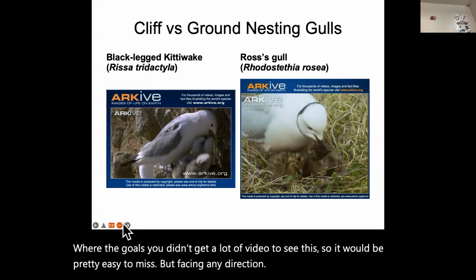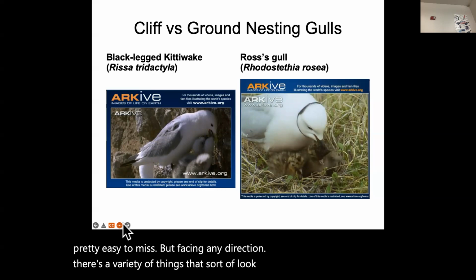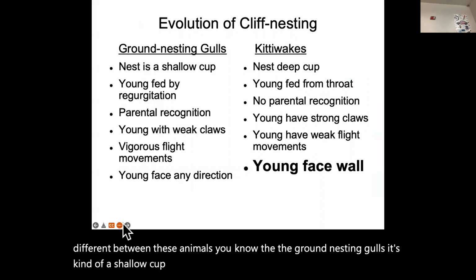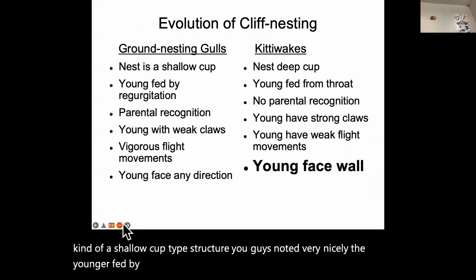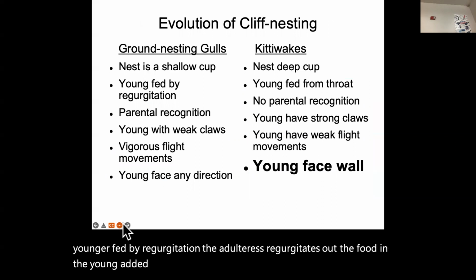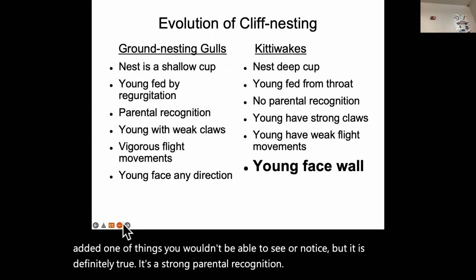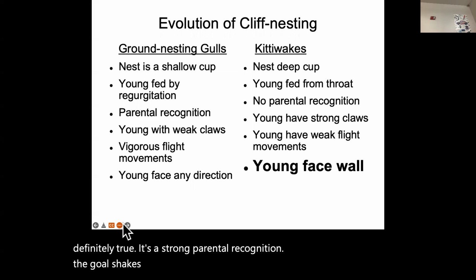And there's a variety of things that look like they're fundamentally different between these animals. You know, the ground nesting gulls, it's kind of a shallow cup type structure. You guys noted very nicely, the young are fed by regurgitation, the adult just regurgitates out the food, and the young peck at it. One of the things you wouldn't be able to see or notice, but it is definitely true, is a strong parental recognition. The gull chicks know who their parents are.